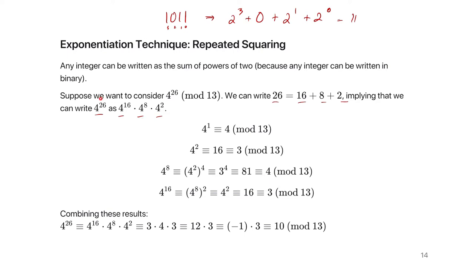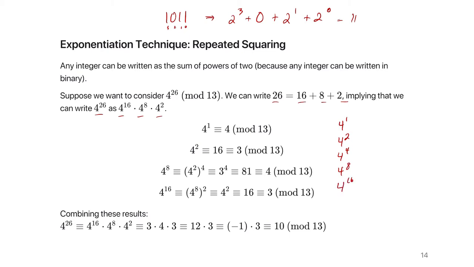Okay? I can write 26 as 16 plus 8 plus 2. And so now what I'll do is, notice, if I start with 4 to the 1, I can evaluate it. Whatever its result is, I can square it, and I'll get 4 to the 2. Whatever that result is, I can square it, and I'll get 4 to the 4. I can square that again, and I'll get 4 to the 8. Square that again, I'll get 4 to the 16.